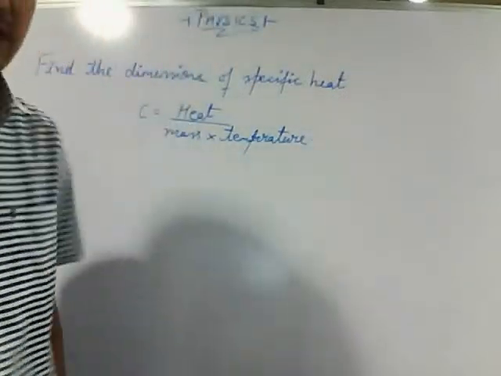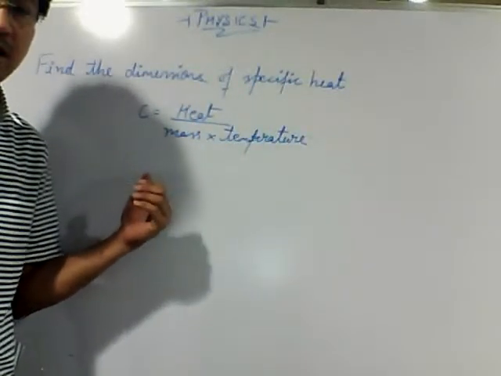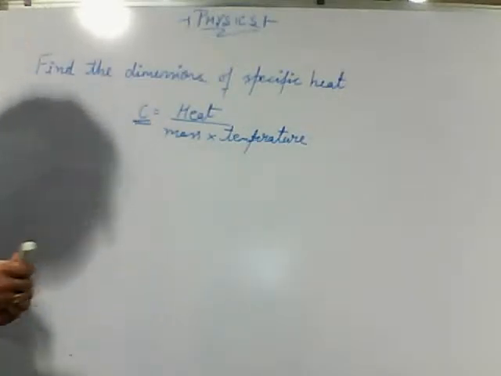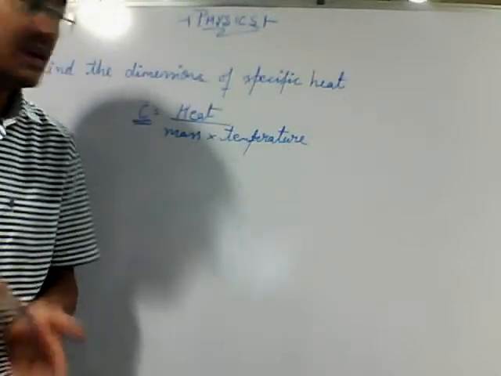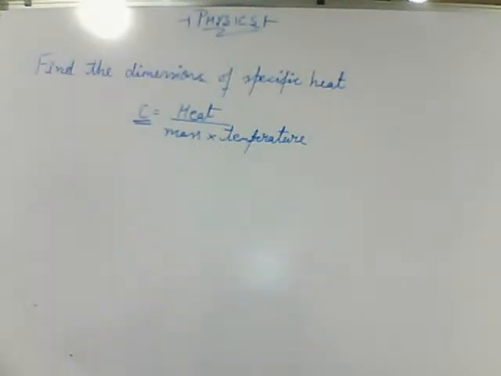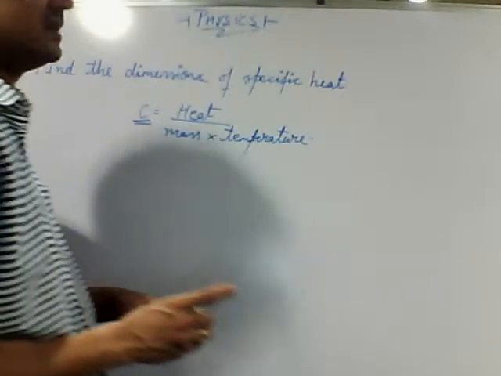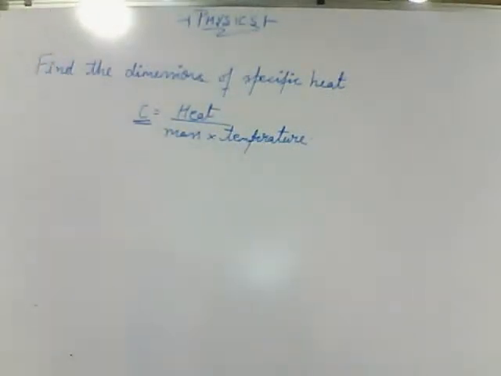The question goes as: find the dimensions of specific heat, where specific heat C is given as heat per unit mass per rise in temperature. You need to find the dimensions of specific heat. Chalo, let's go ahead and find these dimensions, and then we'll move ahead with other applications of dimensional analysis.